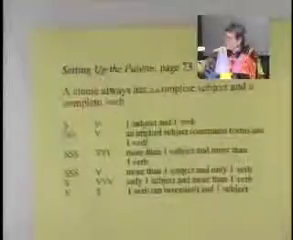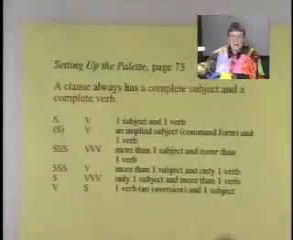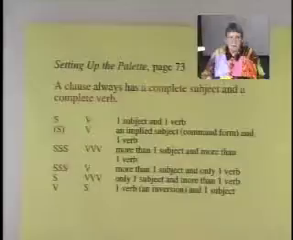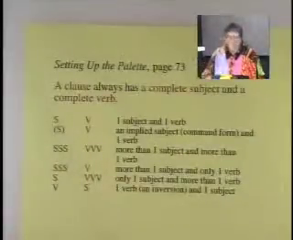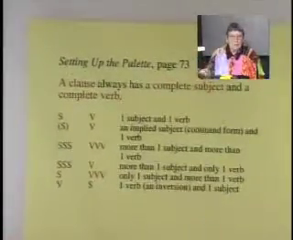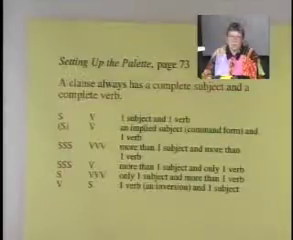So this is the picture of a clause. We've been using it with the simple sentence, but it's going to answer to any clause. Any clause always has a complete subject and a complete verb. And if you look down either column, you see that exact picture. You could only have one subject and one verb, or in the case of a command, your subject could be implied.